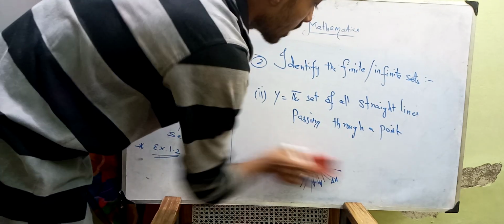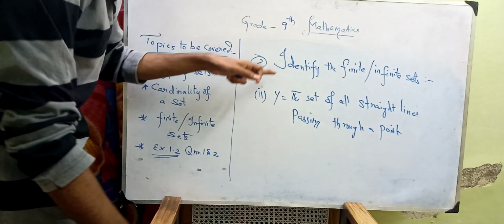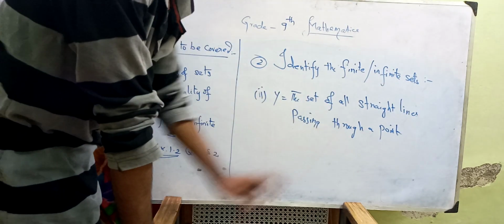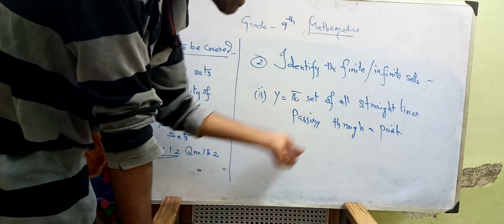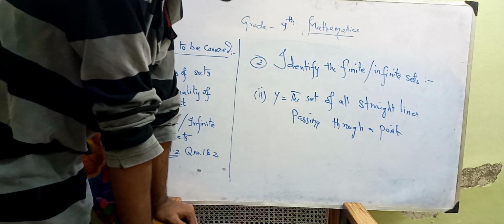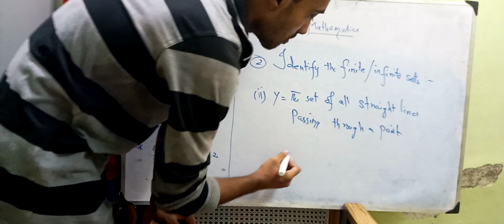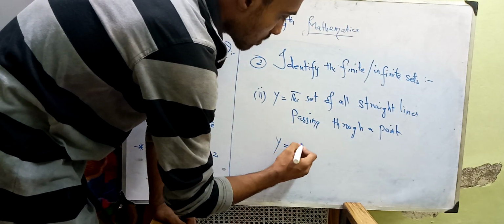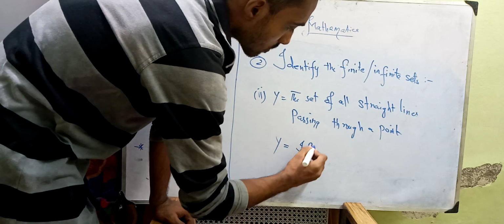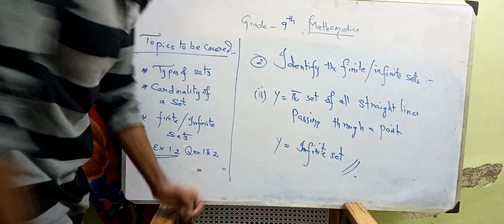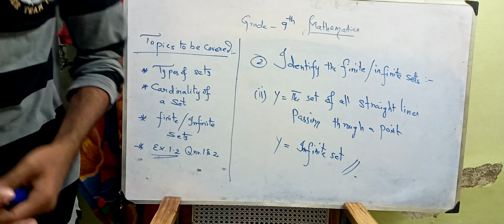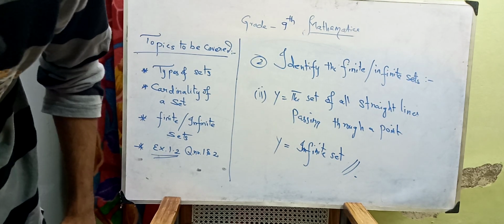So the answer is, he was asking the question, identify the finite or infinite set. How many such lines can we draw passing through one point? It is infinite. So y is equal to an infinite set, and that is your answer. And one more question.